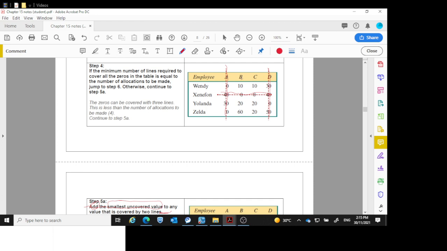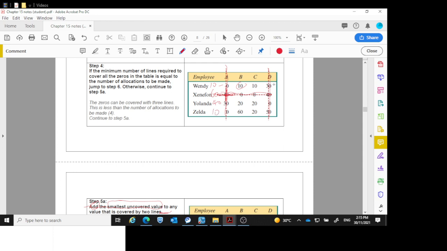Smallest number uncovered, number 10. We subtract it from all the ones that are uncovered, and we add it to all the ones that have a line in. So this 0 would get a 10. This 40 gets a line this way, that's 10, and a line this way, that's 10, so it goes to 60.